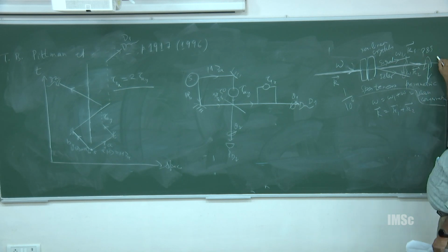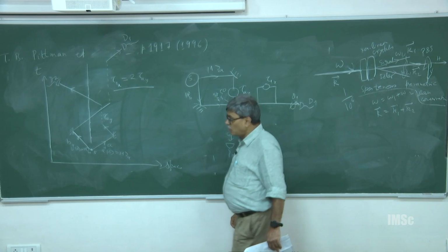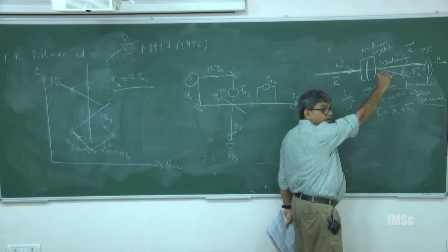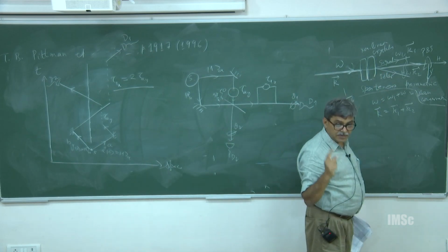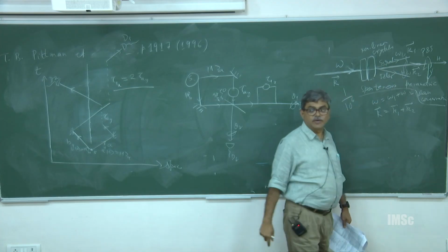So, this will have horizontal polarization, this will have vertical polarization. Rest of the properties will be the same. Here if you have one photon, you will have one photon. So, when they come together, this is called type 1 SPDC, and when they come separately, this is called type 2 SPDC.